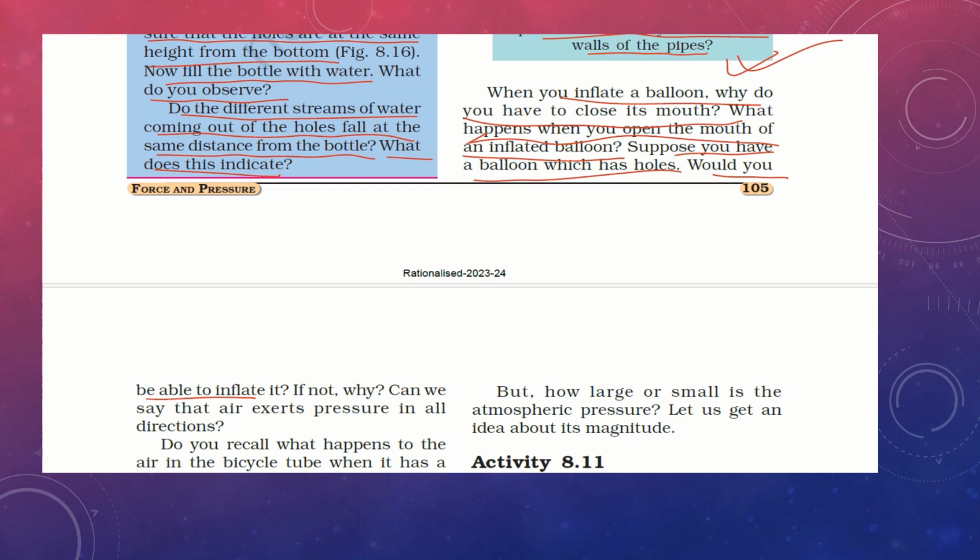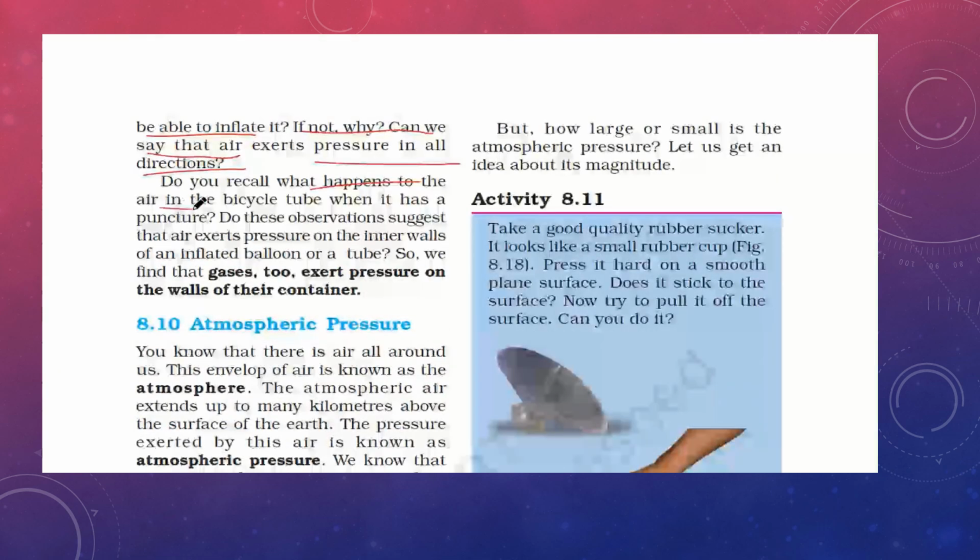How does air act with respect to pressure? Can we inflate a balloon which has holes? If not, why? Can you say that air exerts pressure in all directions? Do you recall what happens to the air in a bicycle tube when it has a puncture? Do these observations suggest that air exerts pressure on the inner walls of an inflated balloon or a tube? So we find that gases too exert pressure on the walls of their container. Now we will move on to atmospheric pressure.